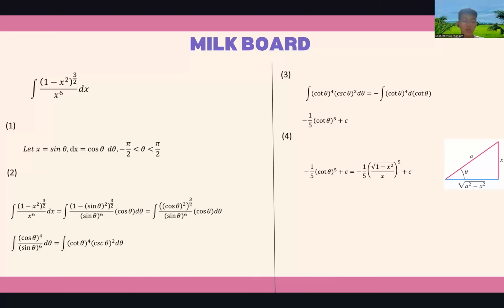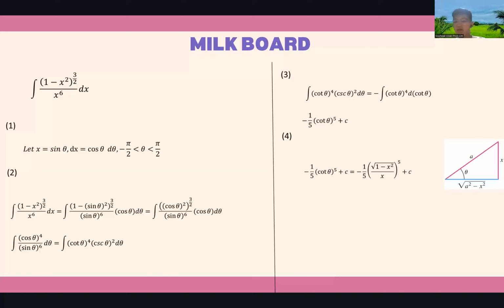We see that we have the integral of cosine theta to the power of 4 over sine theta to the power of 6 d theta. And cosine theta over sine theta equals the cotangent theta. So we use cotangent of theta to the power of 4, and 1 over sine theta equals cosecant of theta.